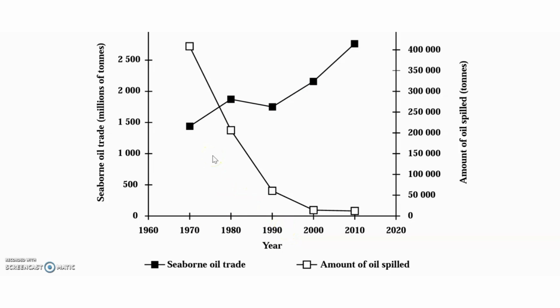Whereas the amount of oil spilled actually showed a very sharp decline from 1970 all the way down to the year 2010, where 2000 to 2010 was in fact a decade-long plateau at the lowest levels, especially in terms of the amount of tons of oil that were spilled. So keep that in mind for me, please.